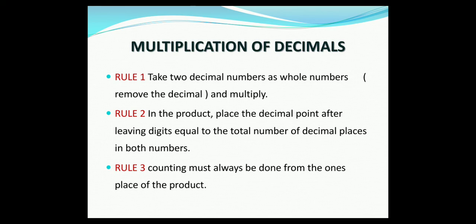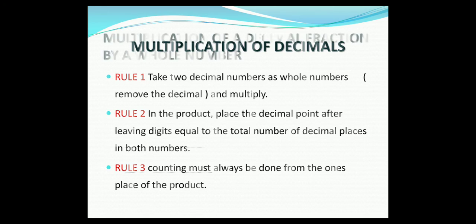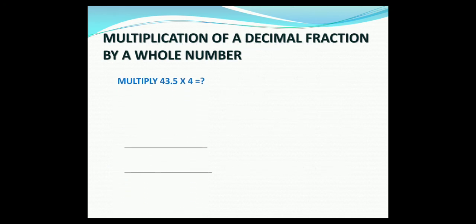Always remember, counting must always be done from the ones place value of the product. That is, while keeping the decimal point, you should always start from the right side of the number. So let me explain with an example. If you want to multiply a decimal number and a whole number, say 43.5 into 4, first write it as 435 into 4. Don't see the decimal point there, see it as a whole number.